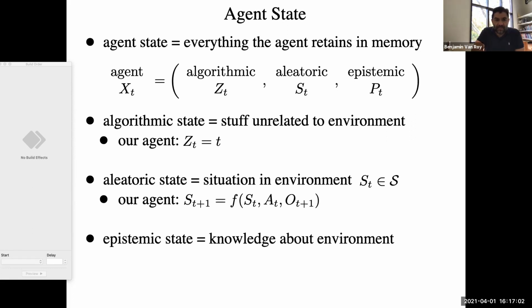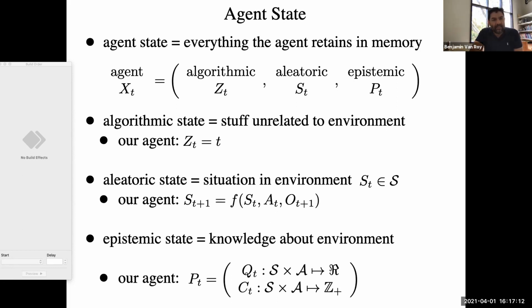Finally, there's the epistemic state, which represents knowledge that the agent is retaining about the environment. For our agent, the epistemic state has two parts to it. One is an action value function, Q_t. Some people call this the Q function, or Q learning. That is something the agent is retaining that encodes information the agent has learned about the environment. The other part of the epistemic state in our agent will be a count function, C_t, that represents the number of times each state action pair has been visited. And by state there, I mean aleatoric state. Questions?